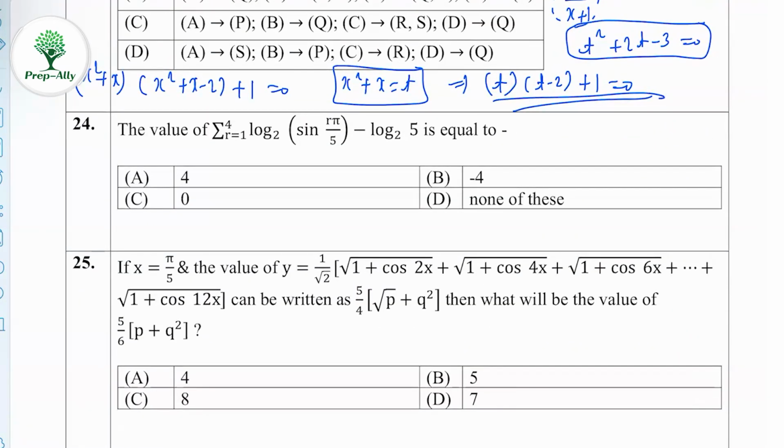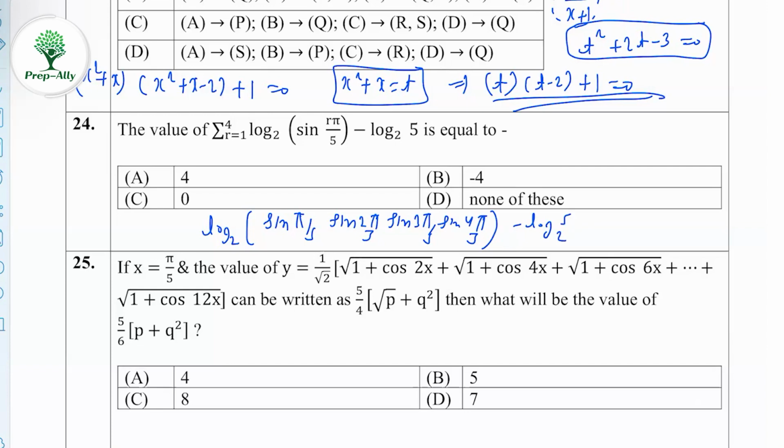Question 24, log base 2 of the product of sin r pi by 5. So basically they are asking log base 2 of sin pi by 5, sin 2 pi by 5, sin 3 pi by 5, sin 4 pi by 5. Property of log, minus log 5 is. See, all these values you know.